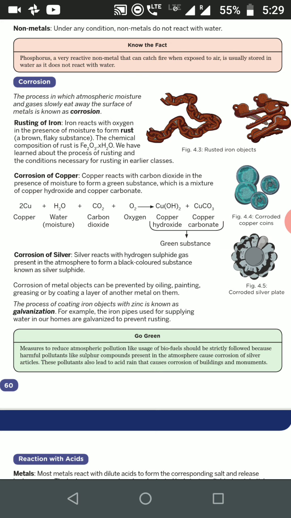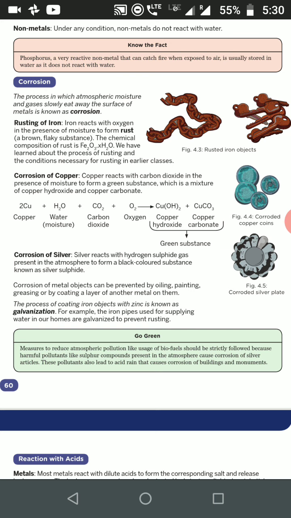The process in which the atmospheric gases like carbon dioxide, oxygen, water slowly eats away the surface of metal is known as corrosion. Once again, I'll repeat the definition. The process in which the atmospheric gases like carbon dioxide, oxygen, water in the form of water vapor eats the surface of the metal is called corrosion.